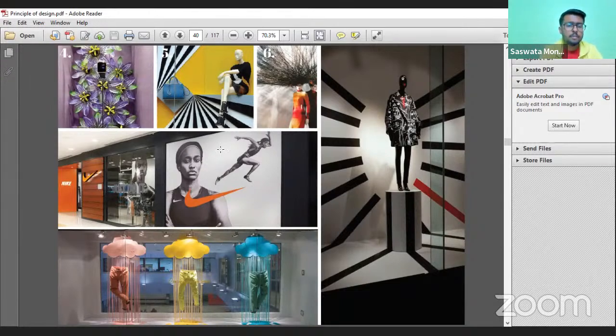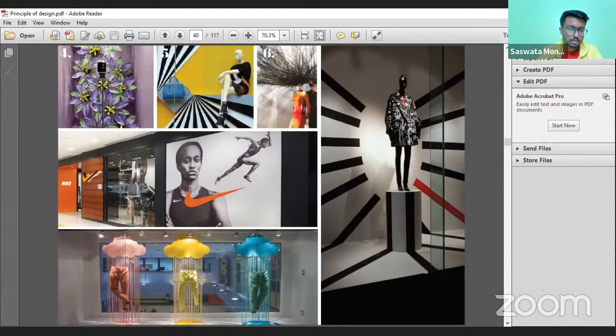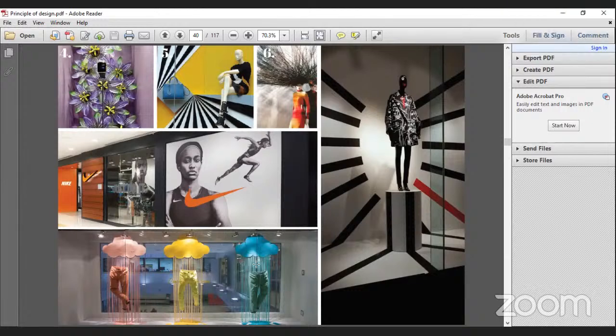Okay, we will move over here to this Nike thing, which is what is being emphasized. The logo, the Nike logo. Yeah, absolutely right. Okay, in this last one, on the left hand side, the cloth and the pants.